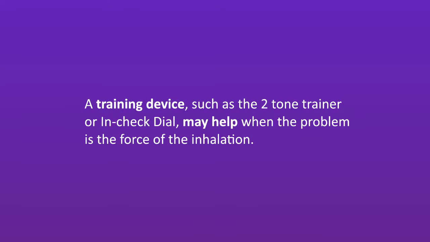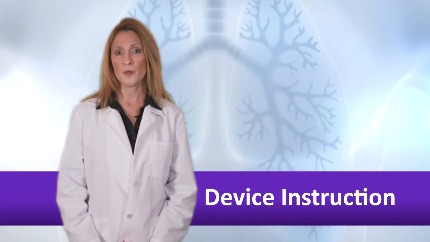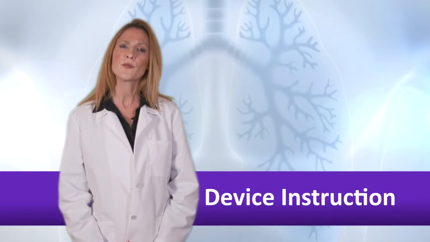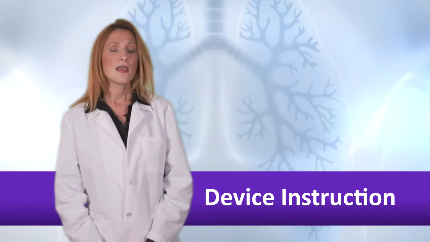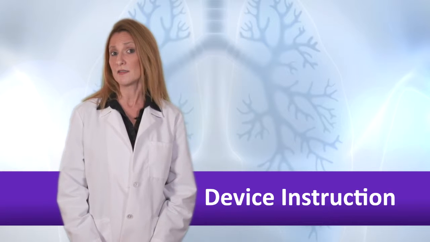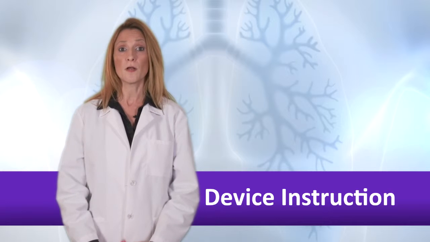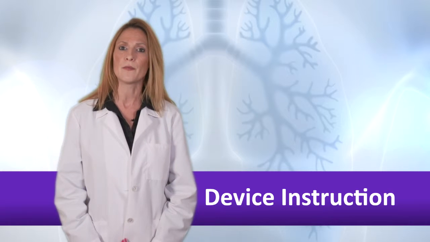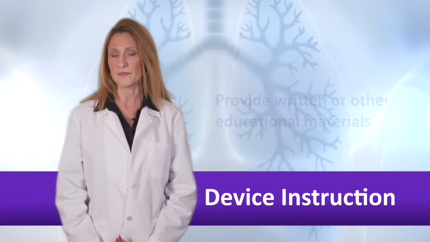A training device, such as the two-tone trainer or an In-Check Dial, may help when the problem is the force of the inhalation. If the device is a metered dose inhaler, perhaps a holding chamber might help if the problem is the timing between device actuation and the breath. Adding a holding chamber with a whistle may also help if the problem is too rapid of an inhalation. If problems remain despite several attempts, for example, a patient is unable to perform some key step, consider selecting a different device with the same or similar medicine.